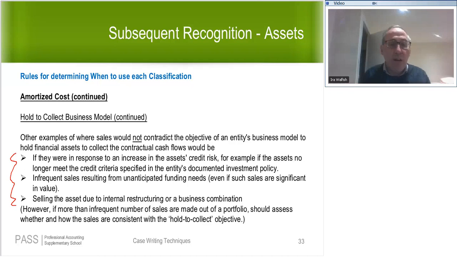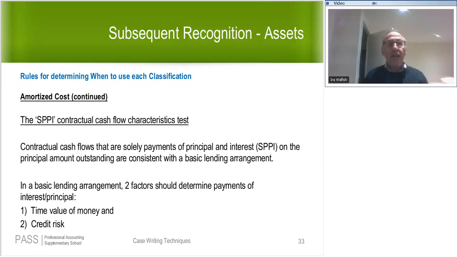Now I'd like to talk about the second condition that needs to be met to use amortized cost. The second condition is the contractual cash flow characteristic test. I said earlier that this means that any cash flows you receive from the asset are solely payments of principal and interest, hence the acronym SPPI. What does that mean? It means the following.